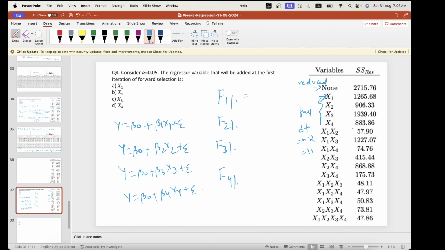Alright, so now we just need to calculate. So this would be SS residual reduced minus SS residual full. So we have 2715.76 minus 1265.68 by 1265.68 by 11. Okay, so let me just find out how much this is. 2715.76 minus 1265.68 into 11 divided by 1265.68. So this comes to 12.60.